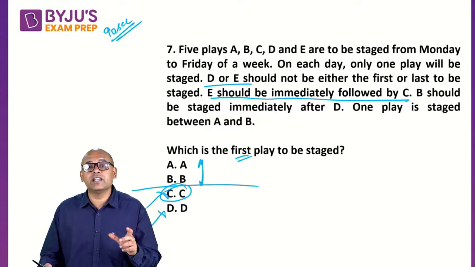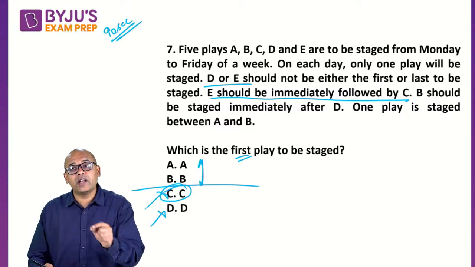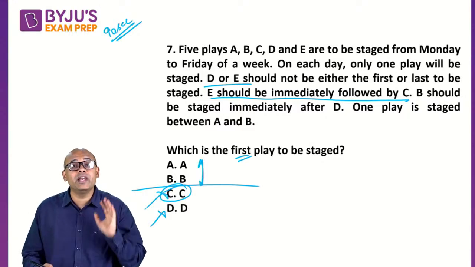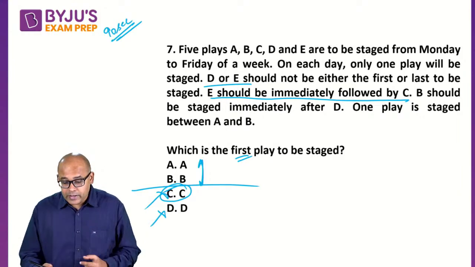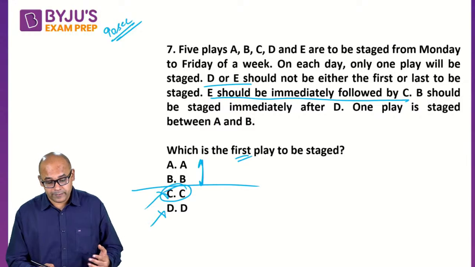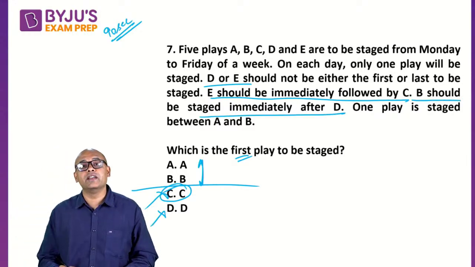So please don't say that you'll always sit and solve the question. Sometimes just by looking at the options and looking at the question correctly, you can eliminate two options and thereby you'll be left with only two. Okay, so that's one way of solving it. And look at this. B should be placed immediately after D.